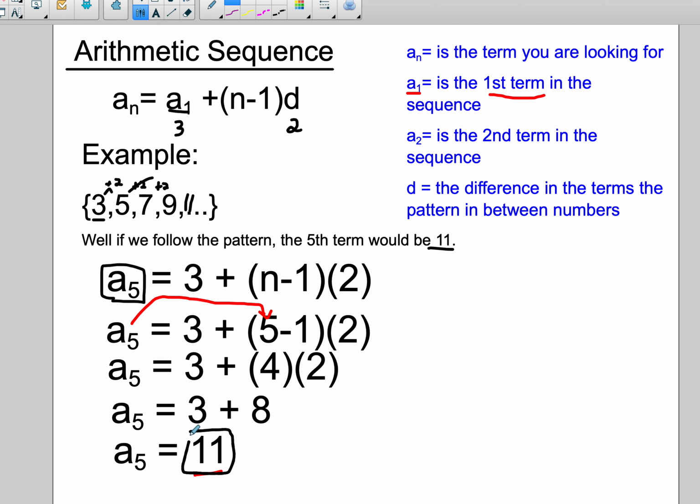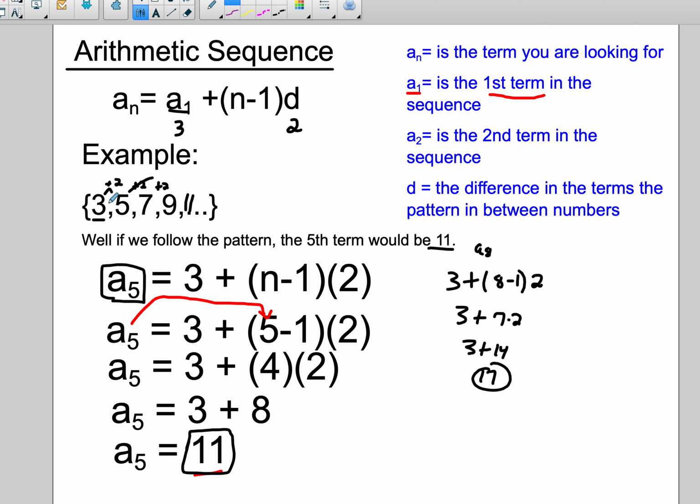You could use the same formula to find the 8th term. Let's say we were trying to find the 8th term. You would take the same first number, 3, plus 8 minus 1, times 2. That would be 3 plus 7 times 2, which would be 3 plus 14, which would be 17. Well, that's for a of 8, which is the 8th term.